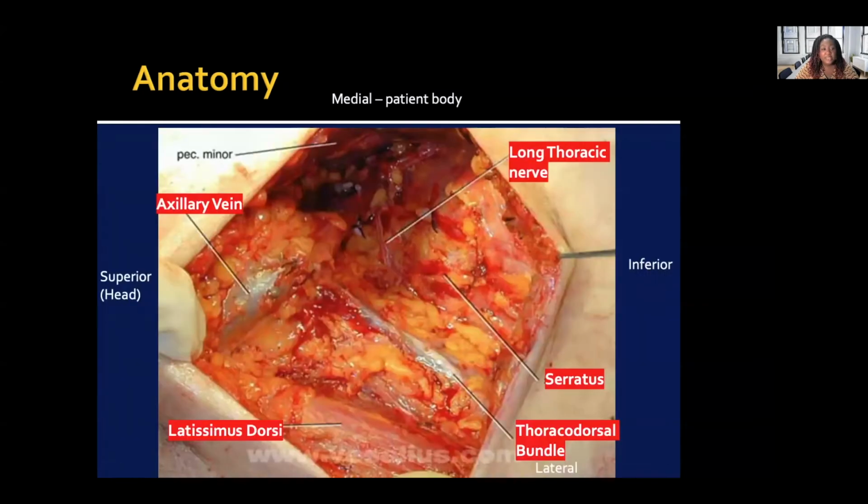Here is an image depicting the anatomy in the axillary region. This is the main aspect of the patient's body. This is medial, this is the superior part of the patient, so the head, and this is inferior. Here you have the axillary vein. You have the thoracodorsal bundle. A bundle usually travels in three when we talk about anatomical structures, so that is the nerve, vein, and artery traveling together. Here is the thoracodorsal nerve traveling with the rest of the bundle. Here you can see the long thoracic nerve. And here's the serratus and latissimus dorsi.